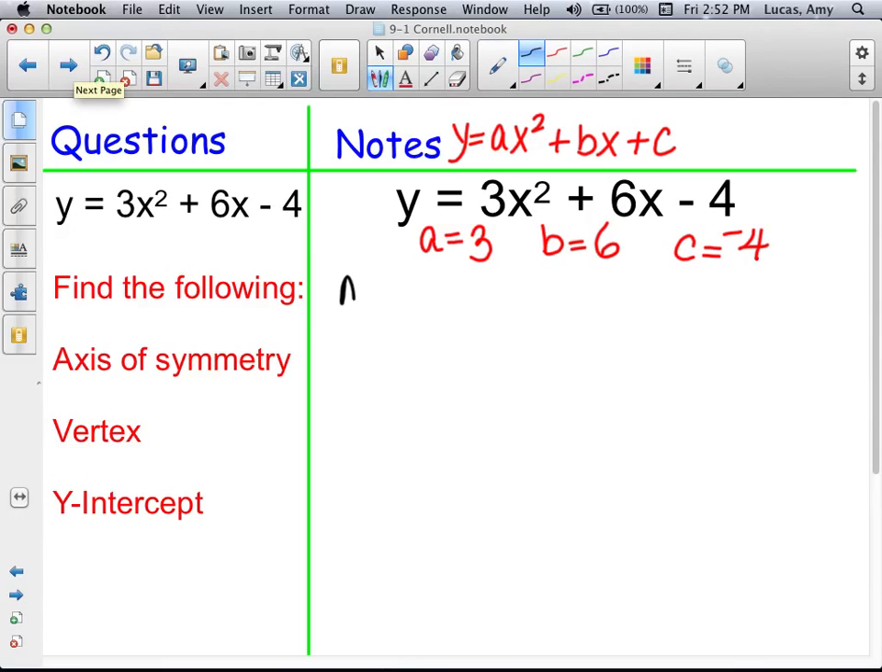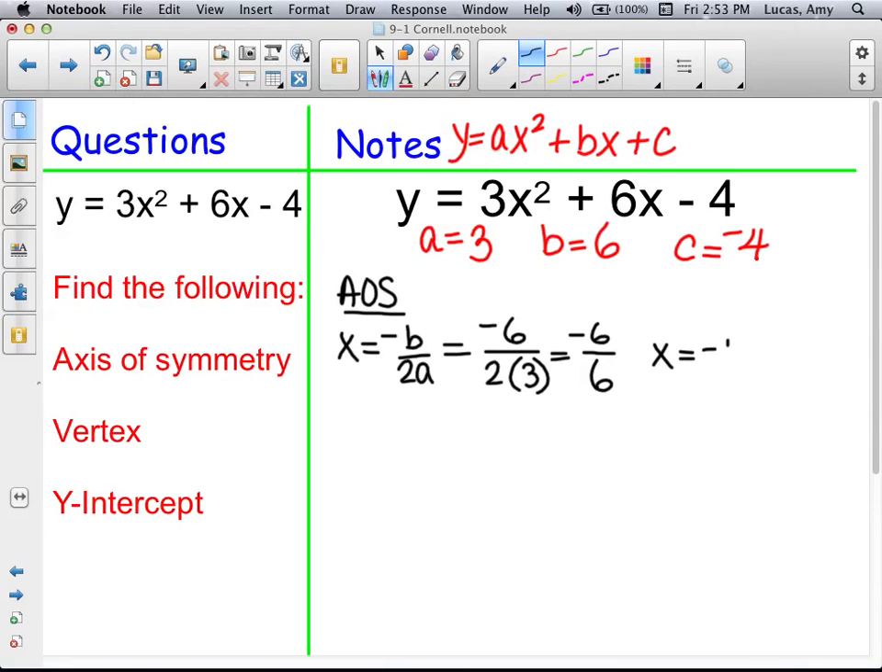Now, I'm going to use the axis of symmetry formula. X equals the opposite of B over 2A. The opposite of B, if B is 6, would be -6. And then 2 times A, which is 3, would be 6. So if I divide these, my axis of symmetry is -1. X equals -1.